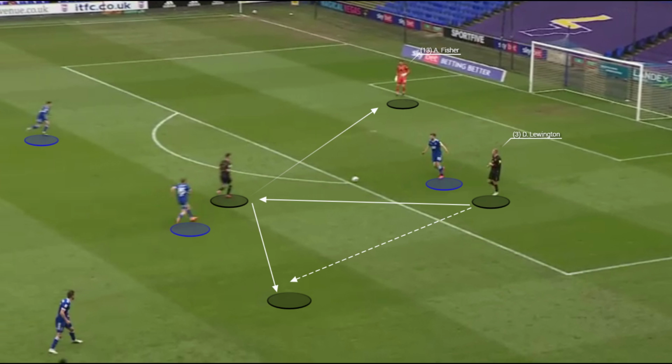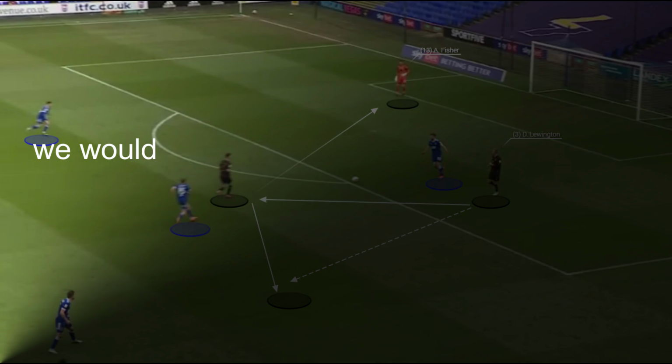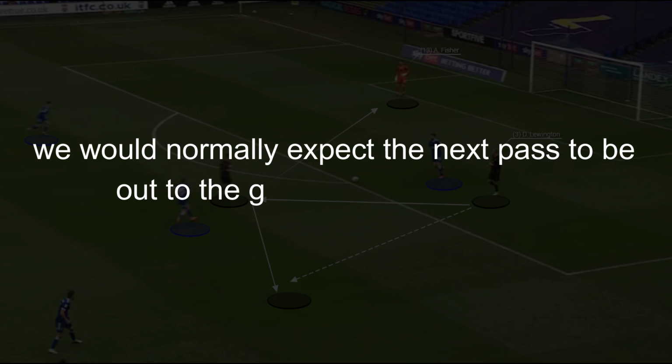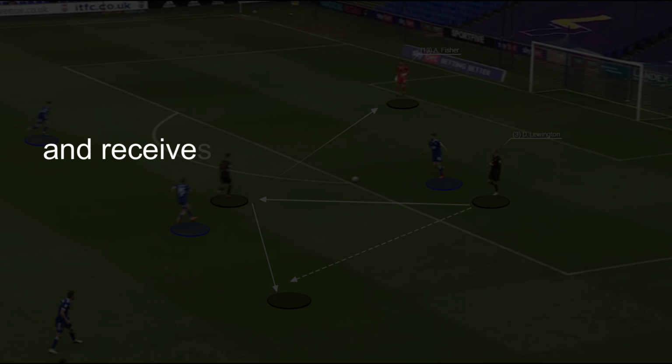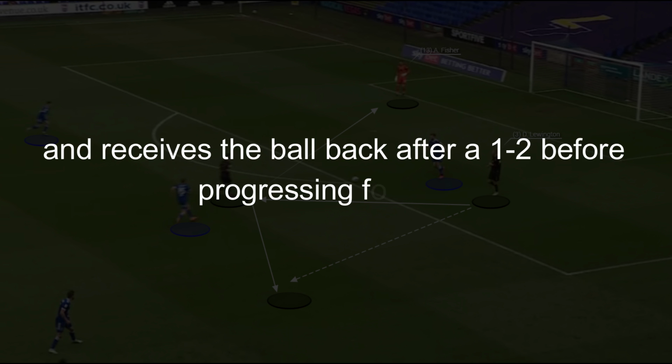The first thing that stands out when watching MK Dons in the attacking phase is that they either use a 3-5-2 or a 3-4-2-1 system, and one of their primary principles of play is that they look to build up from the back and progress through the thirds. This means that in possession they have to be brave in their actions. This is shown in the image as Dean Lewington is bringing out the ball from the back. The central midfielder drops deep to combine and receive ahead of the line of pressure, and in this instance, we would normally expect the next pass to be out towards the goalkeeper at an angle. Instead, Lewington continues to move the ball forward and receives the ball back after a 1-2 before progressing forward.